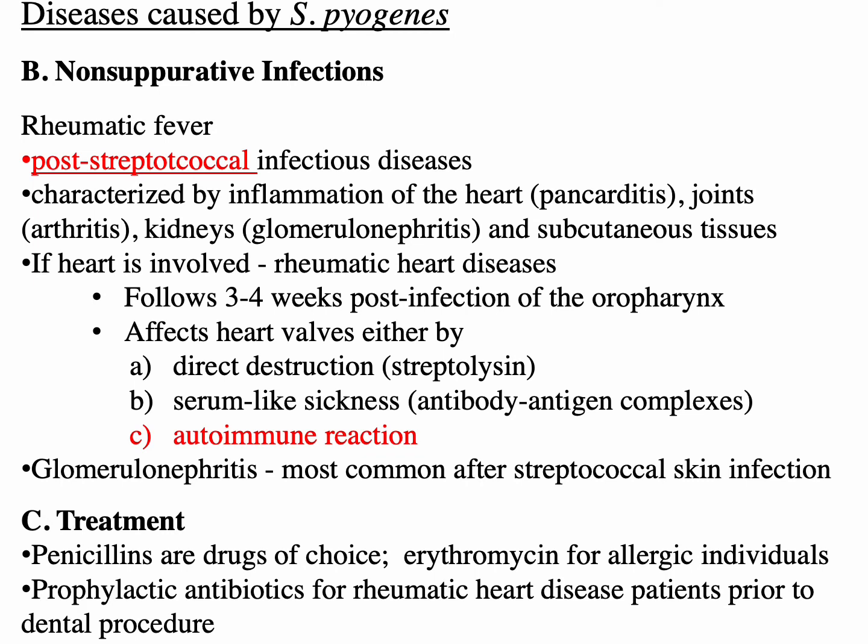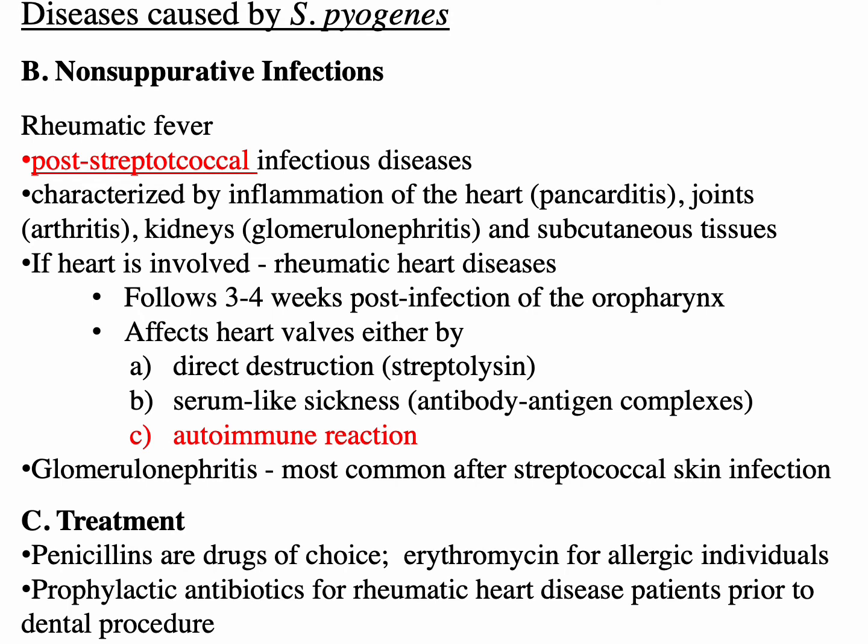Rather, rheumatic heart disease mostly follows infection of the oropharynx. So strep throat and scarlet fever tend to have that association with rheumatic heart disease. The reason for that, nobody has figured out yet.